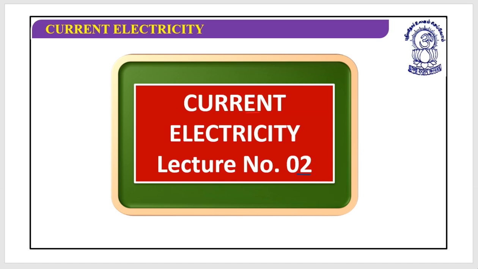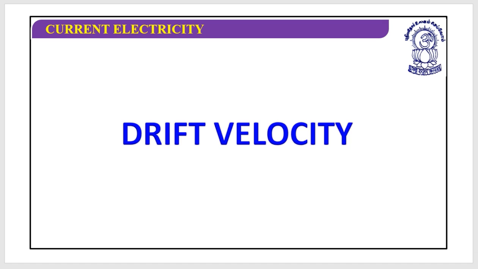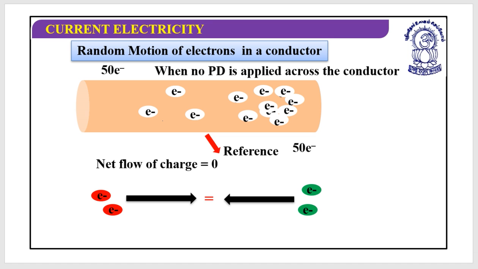This is lecture number 2 of the unit Current Electricity. In today's class we are going to discuss certain theoretical aspects. First we are going to discuss drift velocity. So let's begin with drift velocity.